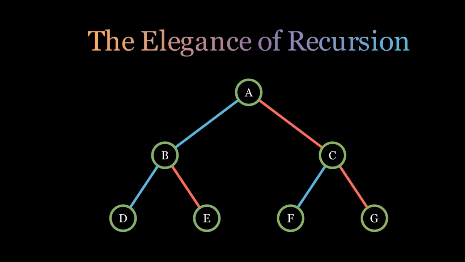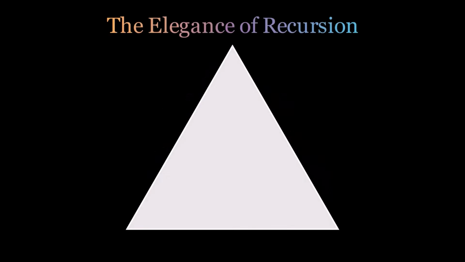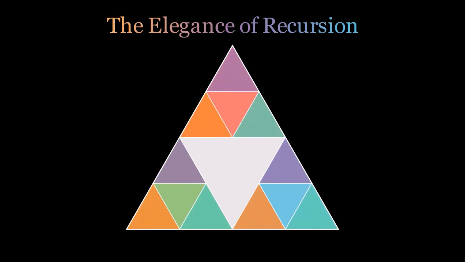Imagine you're trying to draw a Sierpinski triangle. It's one of those beautiful mathematical objects that seems complex, but is built from a very simple, self-referential rule. A Sierpinski triangle is made of 3 smaller Sierpinski triangles, and we continue breaking this down. This is the core of the recursive definition. The whole is defined by its self-similar parts.